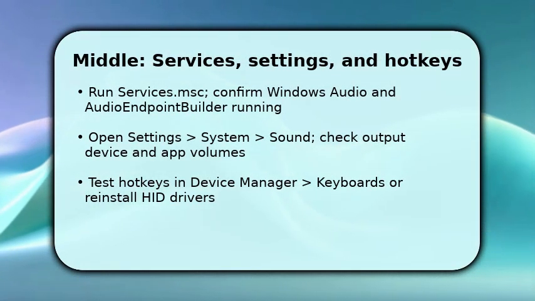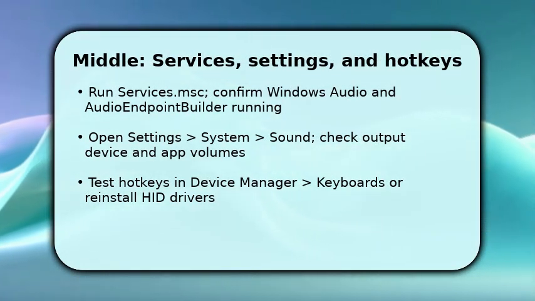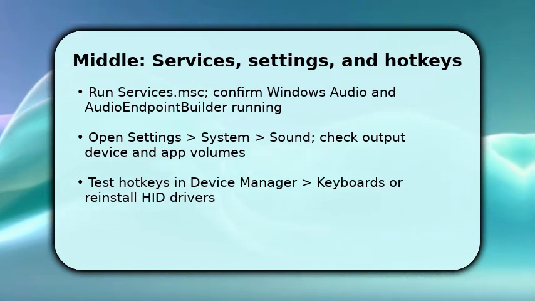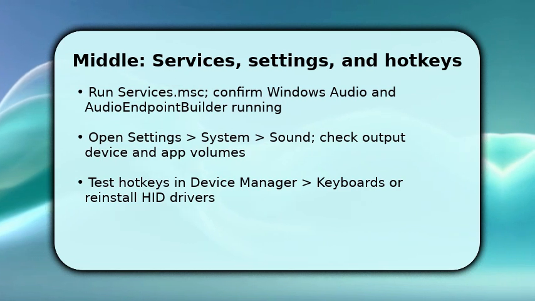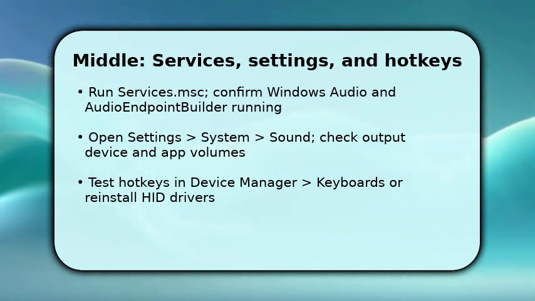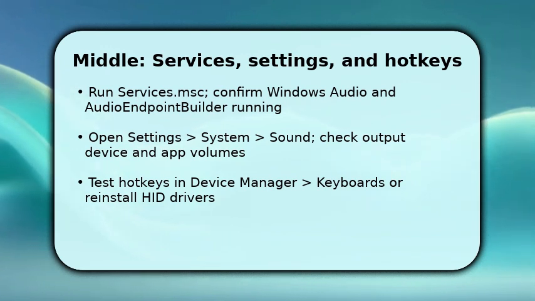Next, you tackle background services, Windows settings, and hotkey mapping. Open Services.msc and verify that Windows Audio and Audio Endpoint Builder are running and set to automatic. These manage sound and endpoint signals. Then go to Settings, System, Sound, and confirm the correct output device and the app volume mixer are not muted.